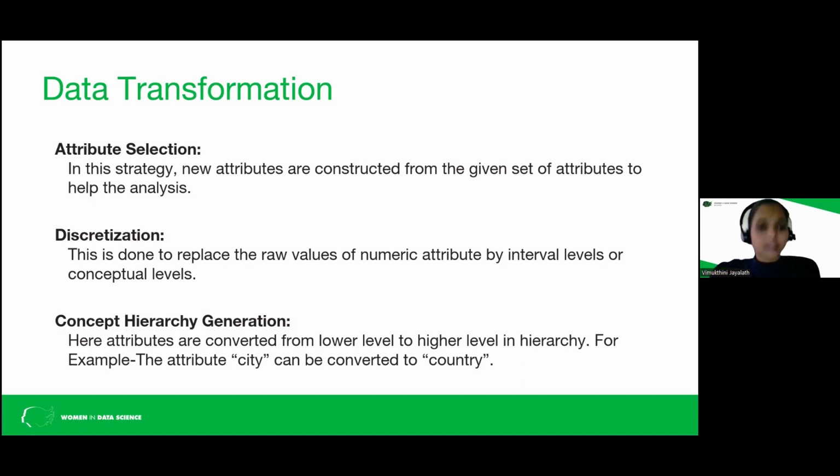So the third one is concept hierarchy generation. So that is something similar to grouping. If we have the attribute city, we can get the cities in one particular country and put the country name instead of the city name. So we can get a country level analysis. So that's another way of transforming data.